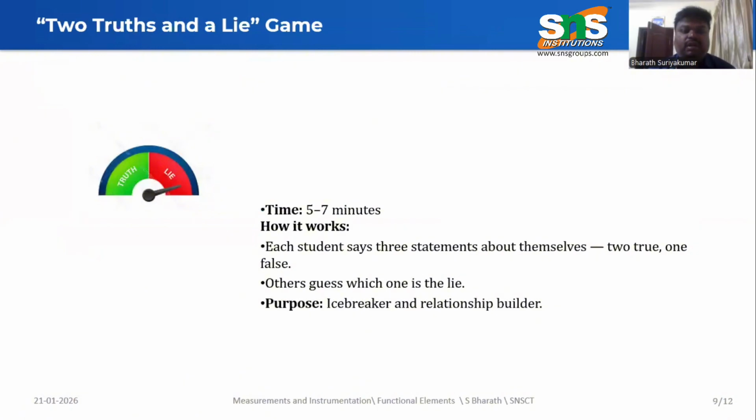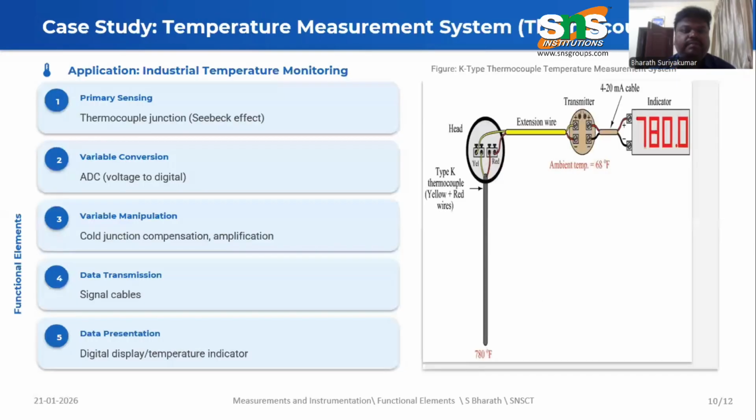Let's have a small activity. So a case study, a simple case study about these functional elements. It is used in industrial temperature monitoring. We could see an image which is known as the thermocouple temperature measurement. The primary sensing element is the thermocouple junction. Variable conversion is ADC. Variable manipulation is cold junction compensation. Data transmission is the signal cables and digital displays.